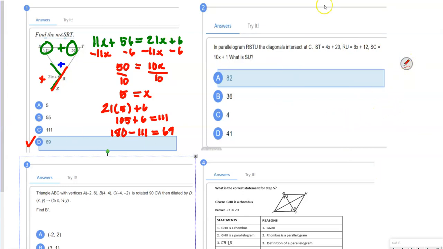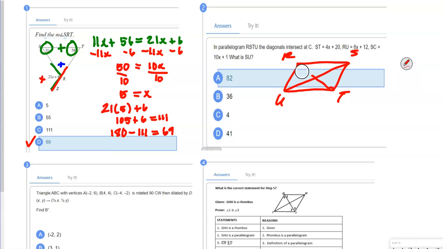So it says, in a parallelogram RSTU, the diagonals intersect at C. So I'm going to draw a parallelogram, and it might not be accurate, but we'll see. RSTU, and it says the diagonals, that's diagonal 1, and this is another diagonal right here, right? Those diagonals, wow, that's a really crooked diagonal, y'all. Can't draw a straight line today, apparently. So it says they intersect at C, right? Then it says ST is congruent with RU.